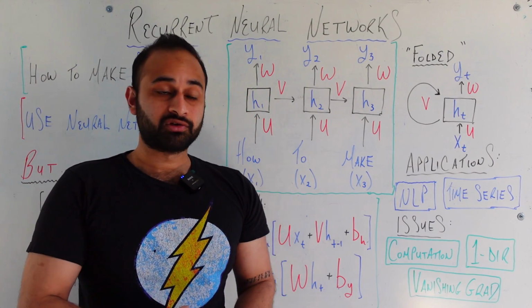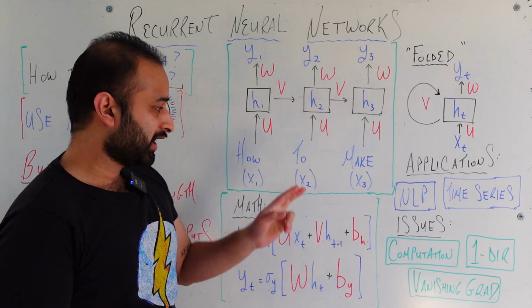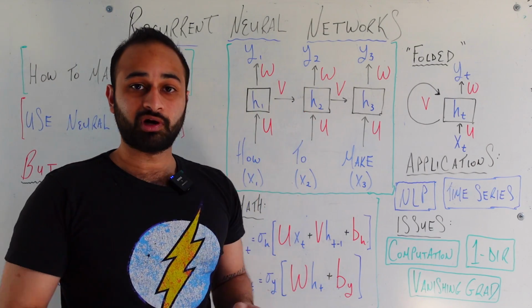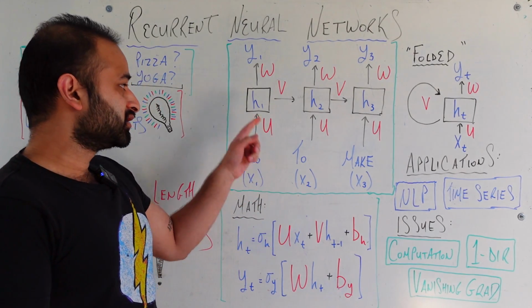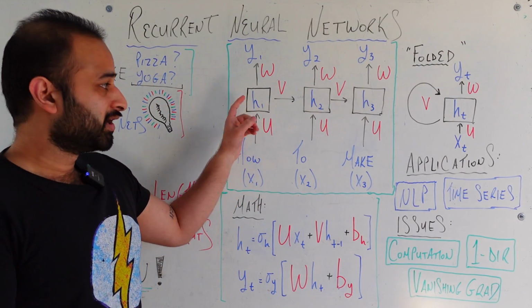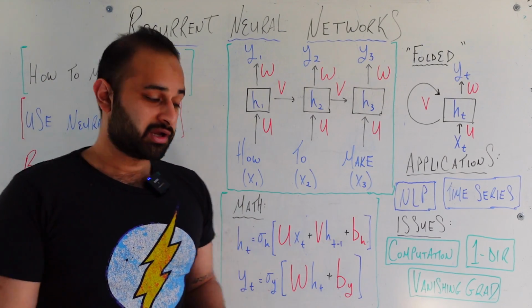We add that to this linear transformation of the next input word. So x2 gets u applied to it, and so we take u times x2. We add that to v times h1. And that is exactly how we get h2. And of course, there's the activation function that we apply there.